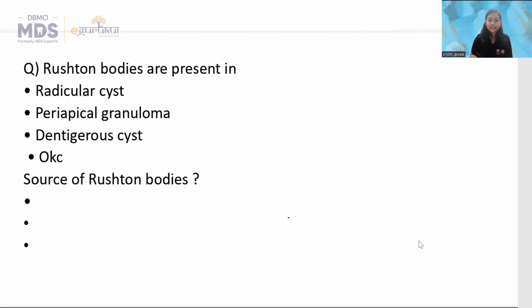These are seen in OKC. Now, if in your question all these options are mentioned and they have given all of the above, so we will mark all of the above. Okay. Now, if they have not mentioned all of the above, then we will give preference to the radicular cyst.